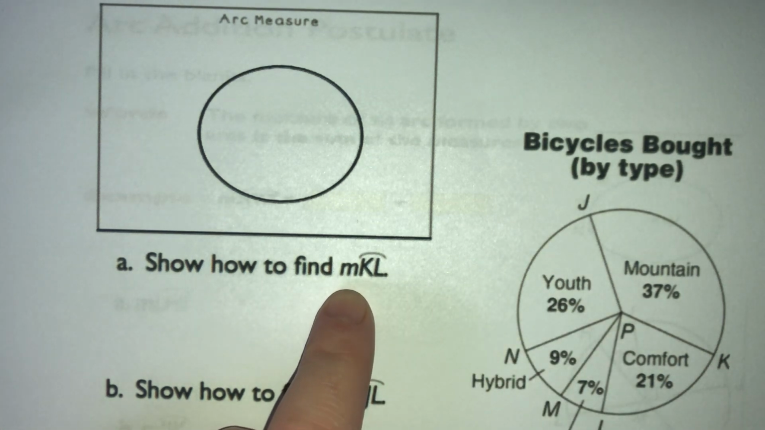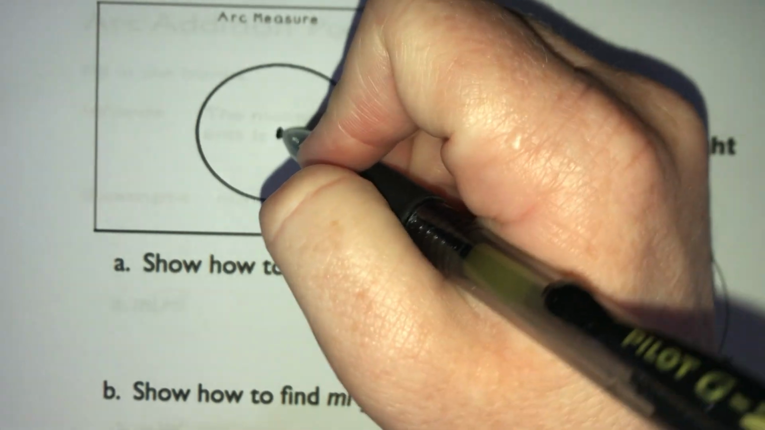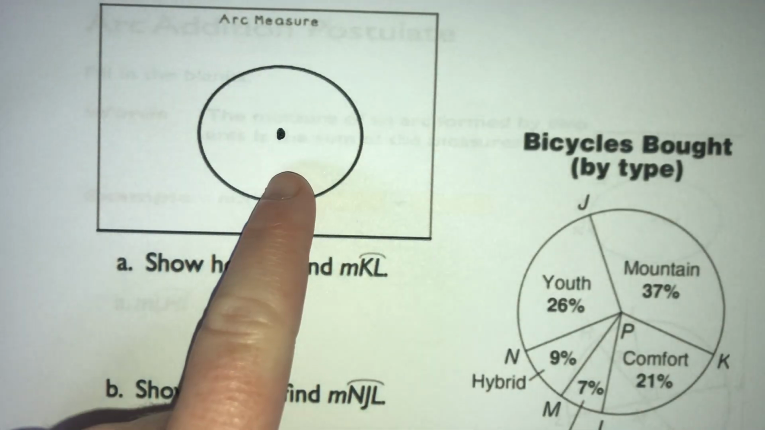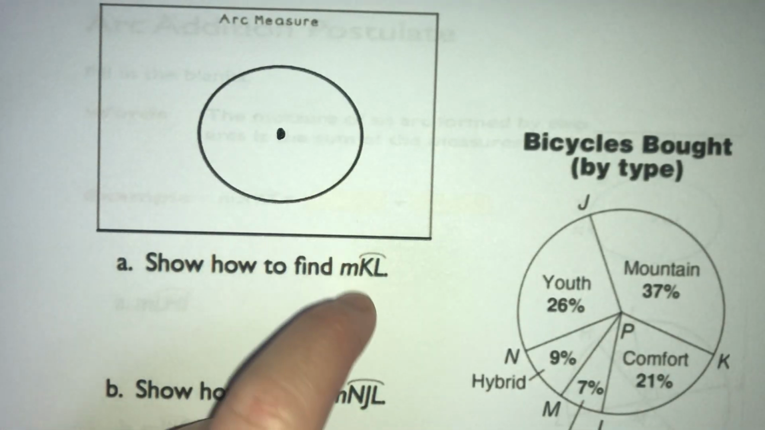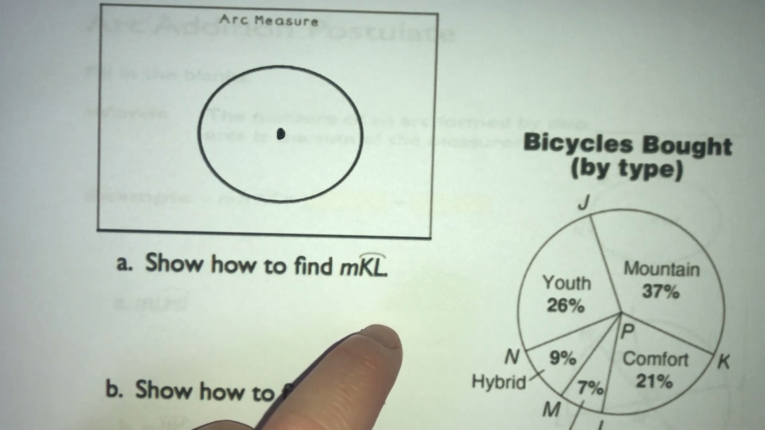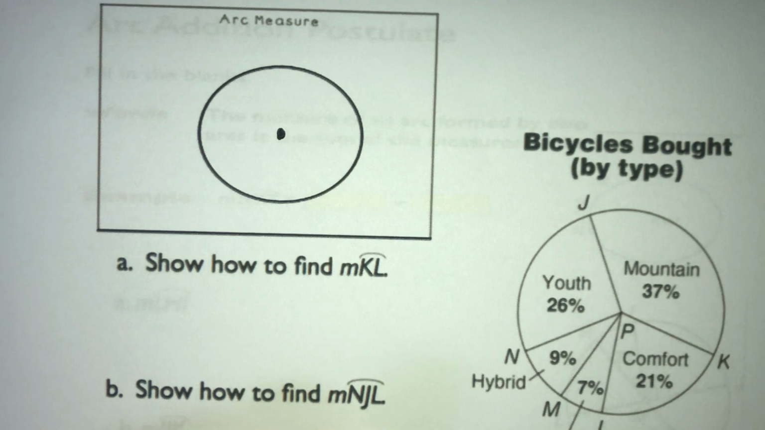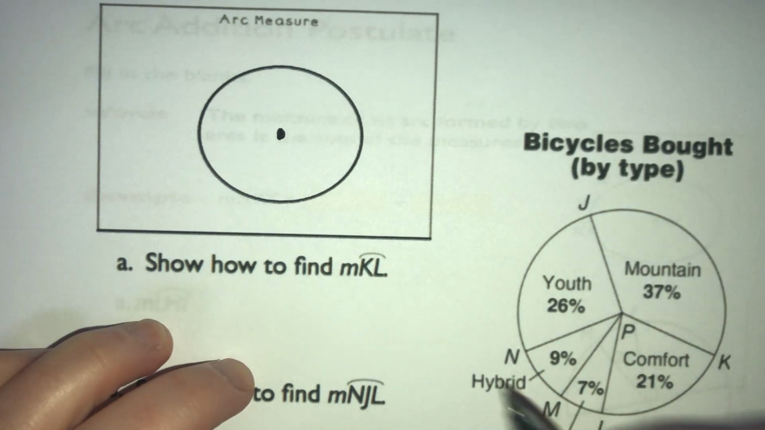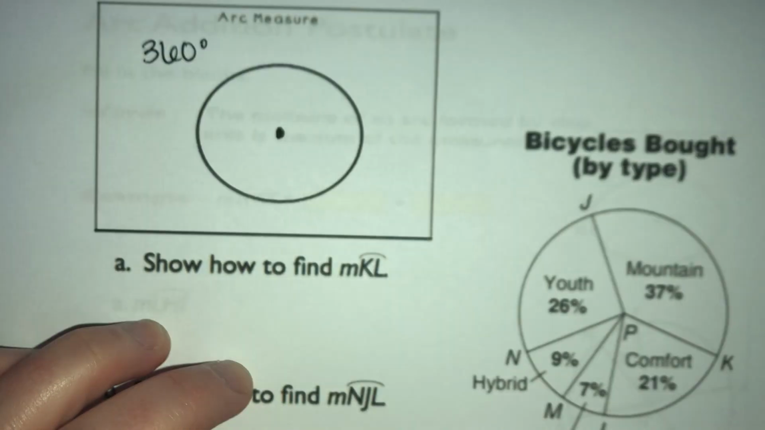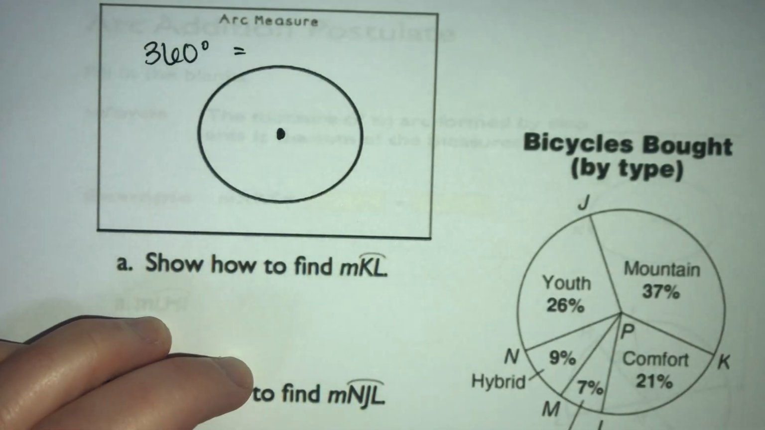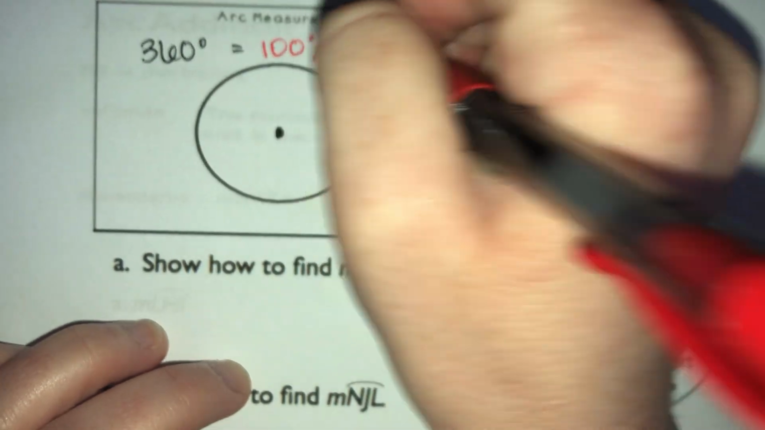So I just wanted to remind you real quick, if we have our circle here with a dot in it, that all of the central angles add up to 360 degrees. So if we're talking about a full circle, 100% of a circle, we're talking about 360 degrees, right? So we're gonna say 360 degrees equals 100% of the circle.